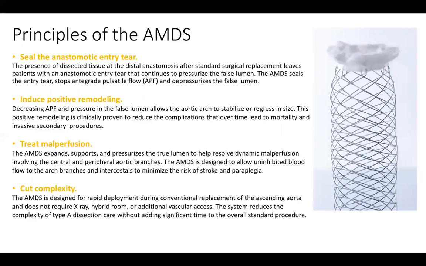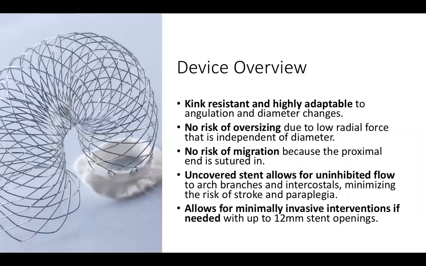So the principles are to seal this distal anastomotic new reentry tear, the DANE as I called it, induce positive remodeling, and manage the malperfusion. And as I said, it's very simple to use and does not add a lot of time to the procedure. It's an uncovered stent, so there's no risk of covering arch branches or causing spinal cord malperfusion and paraplegia.